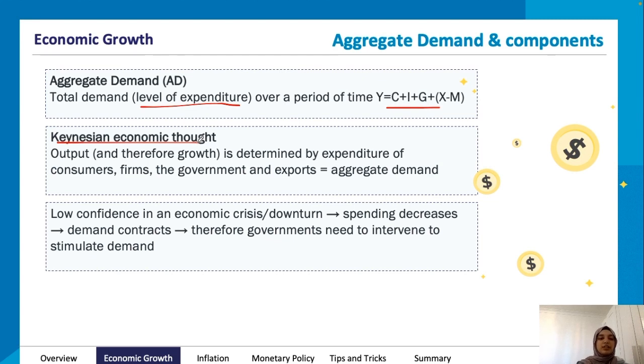Okay, so that is how we essentially look at how much we're growing. So low confidence, for example, in an economic crisis or a downturn, like let's think back to COVID, where there was a lack of confidence in the economy. There was a downturn, people were saving money, they weren't spending, so spending decreases. Demand contracts, so demand will fall. There's not many people demanding products anymore. They're just trying to save as much of their money as they possibly can, and therefore governments need to intervene and stimulate demand. So they need to come in and say, hey, look, we actually need demand to grow.